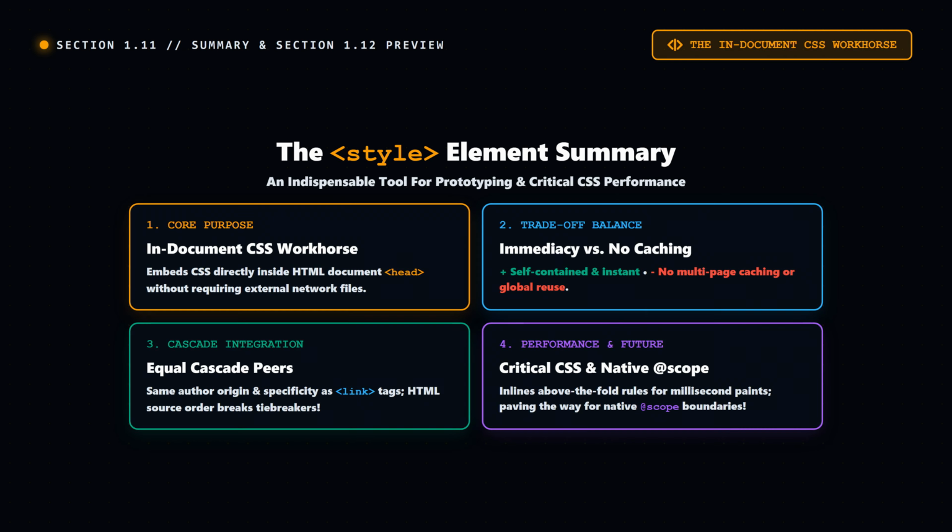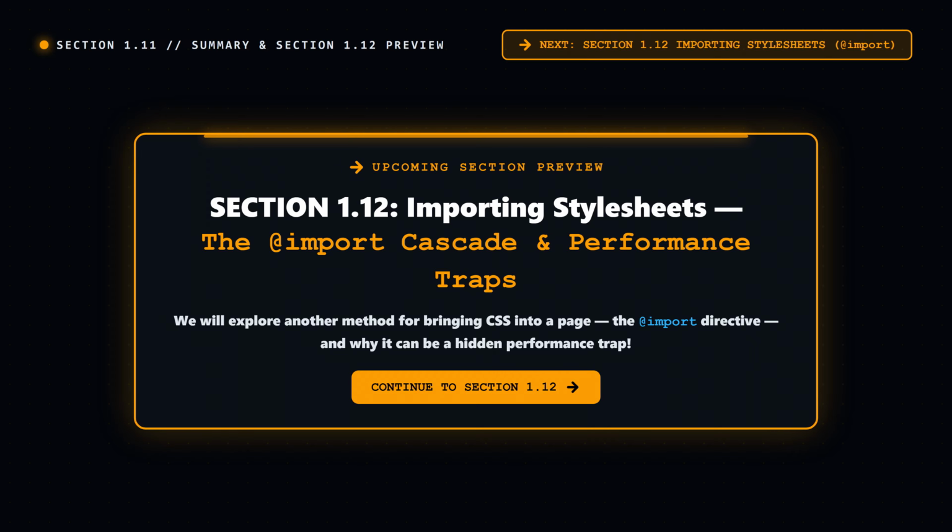The style element is your in-document CSS workhorse. It's not a substitute for external style sheets in production, but it's an indispensable tool for prototyping, performance optimization, and page-specific overrides. You now understand how it fits into the Cascade, where to place it, and when its use is justified. In the next section, we'll explore another way to bring CSS into a page, the @import directive, and why it can be a hidden performance trap if you're not careful.